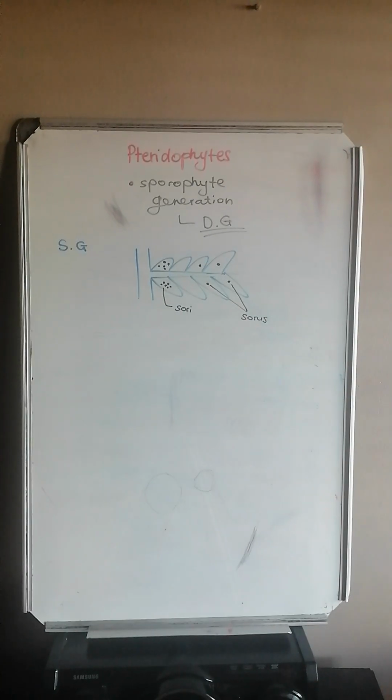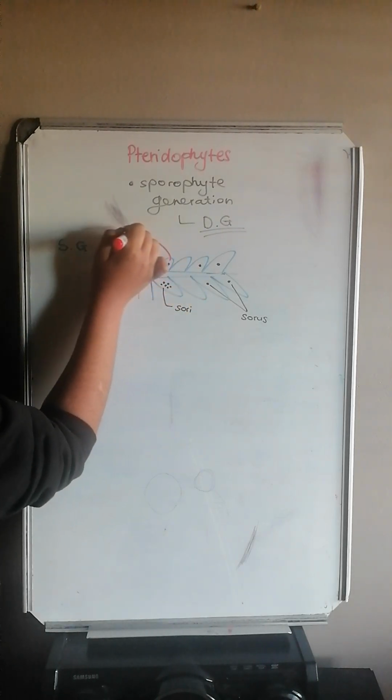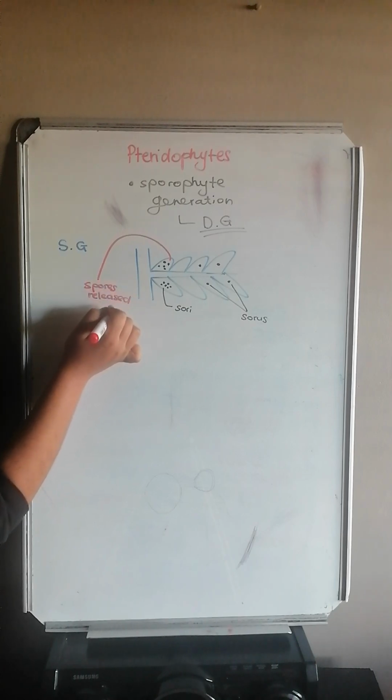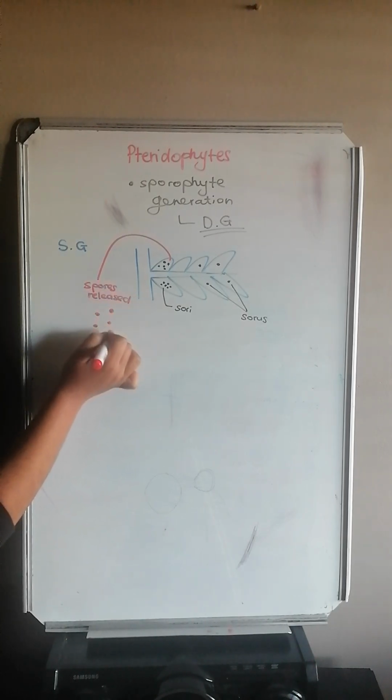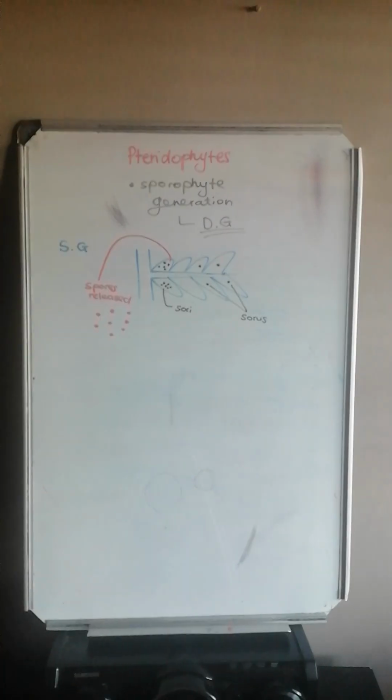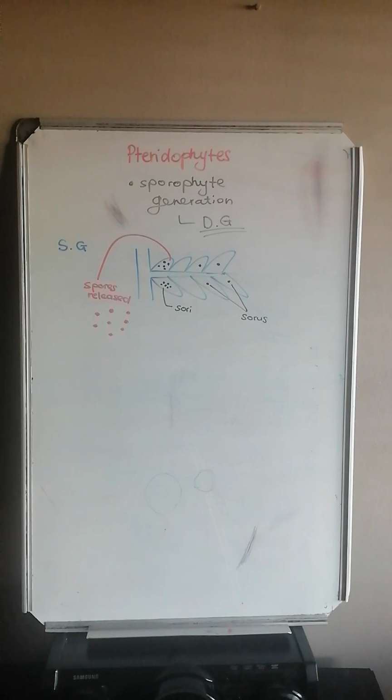Right? And this is the start of your sporophyte generation, which means it has to do with spores. So what happens is the spores are released from the sporangia and they are dispersed by the wind. So all of these spores here are released into the environment. And they are then dispersed by the wind to shady, moist environments.